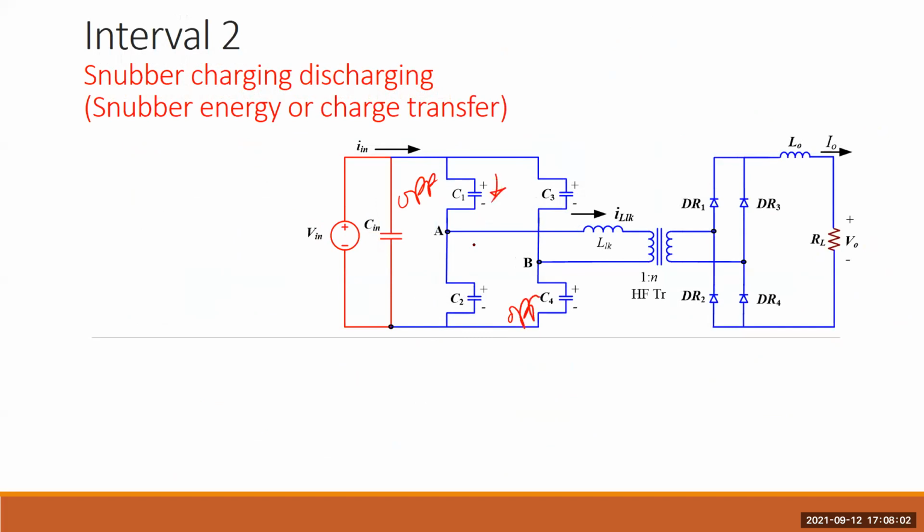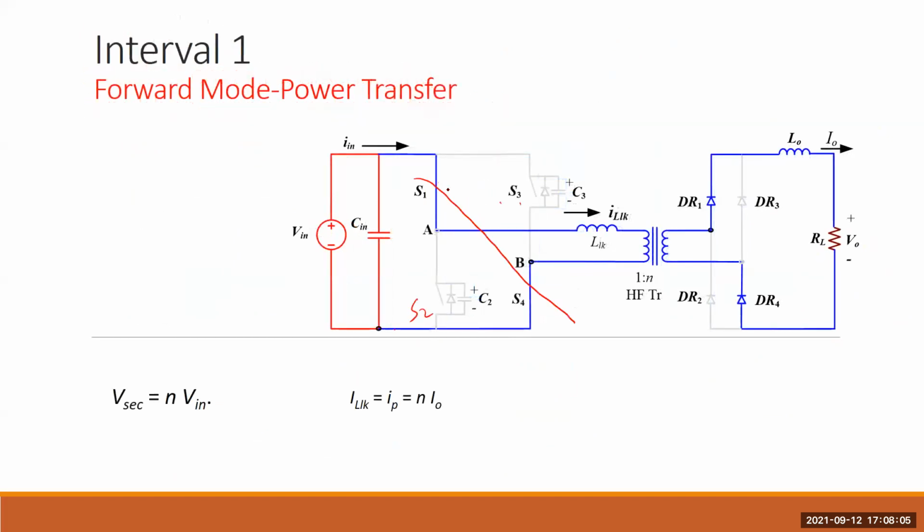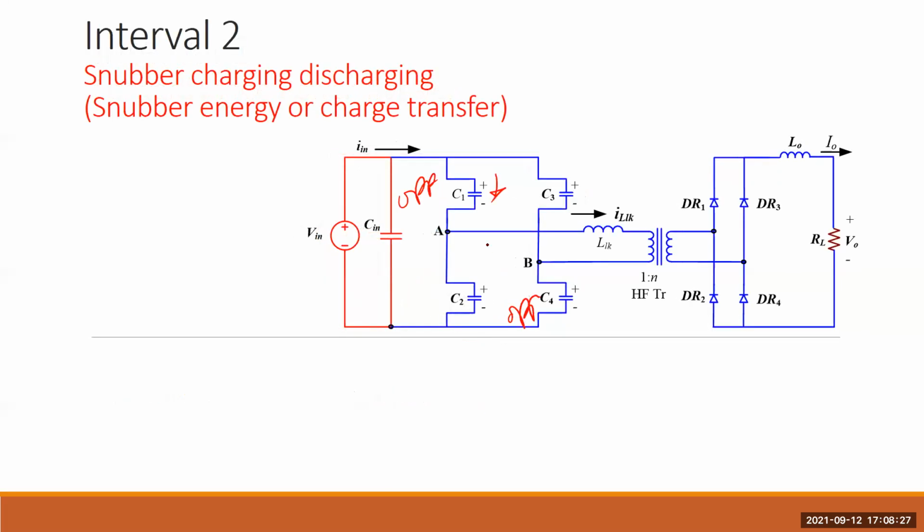When this switch is on, what is the voltage across the switch S2 or C2? It is basically V in. Kirchhoff voltage law, V in plus 0 is V in. Similarly, V in plus 0 is V in. C3 and C2 are basically charged at V in. So when this switch is off, now they are exchanging energy. They will be charged at V in and they will discharge to 0.